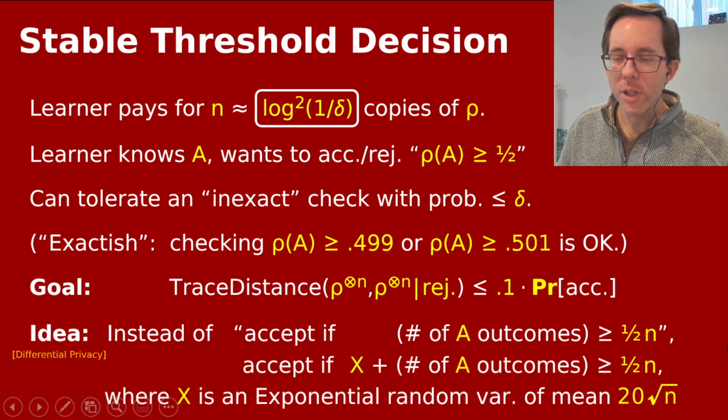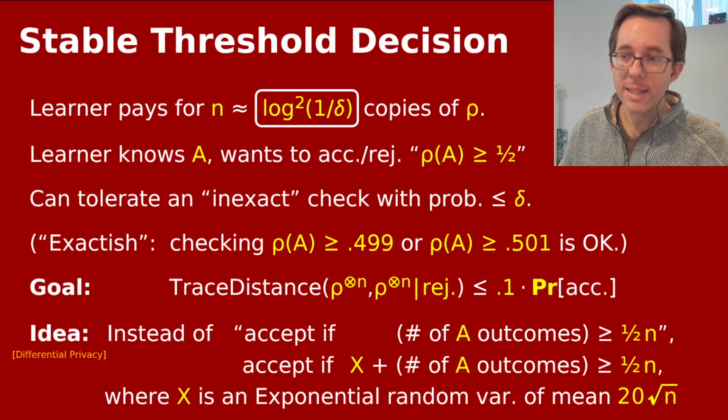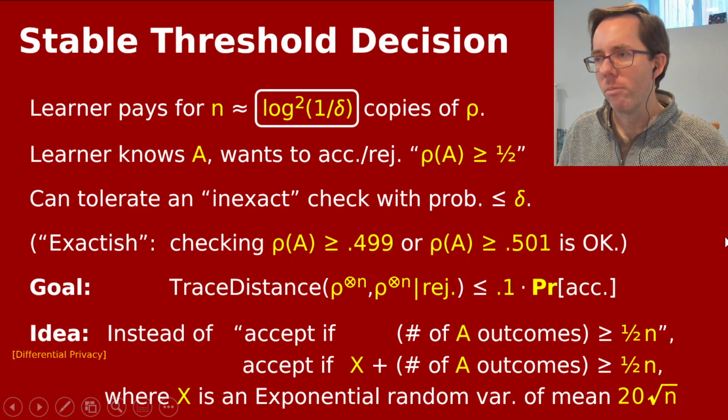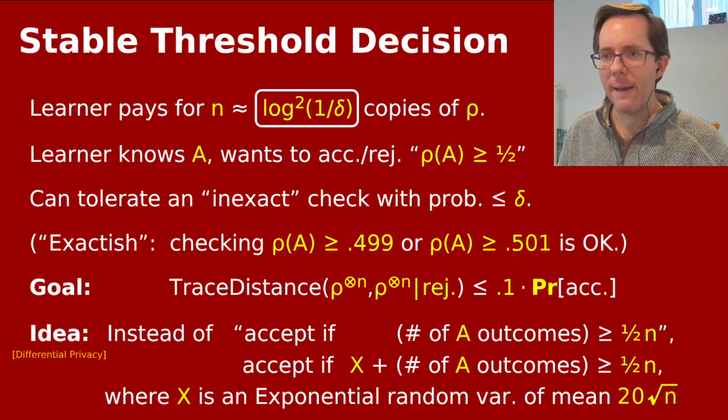Instead of that, we're going to do a similar thing, except we'll take the number of A outcomes and add this noise x, which has a distribution independently of an exponential random variable with mean something like 20 times root n. Then we'll throw this noise in and make our decision based on that.